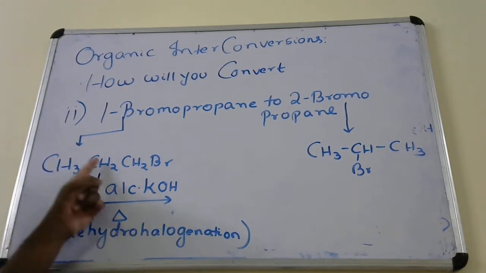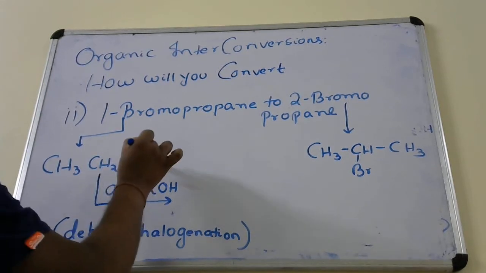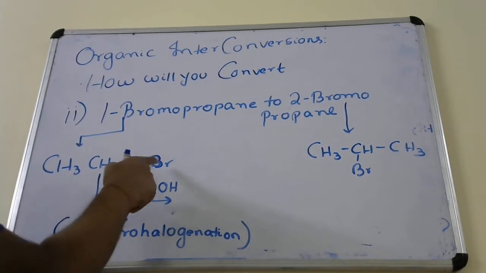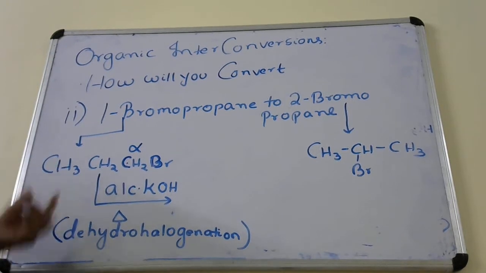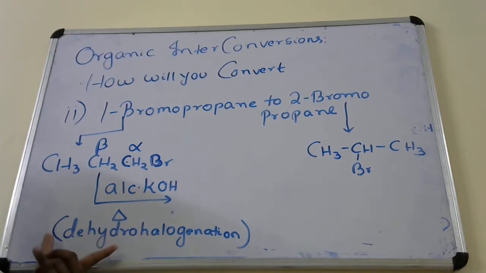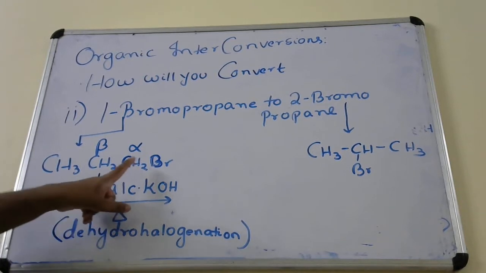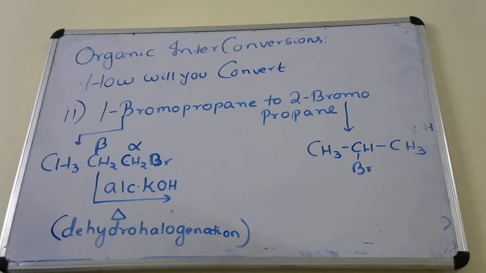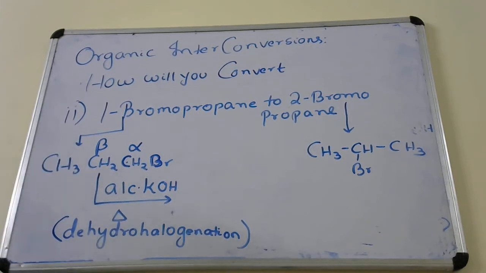Hydrogen is removed from the beta carbon. Okay, this is your beta carbon. The carbon to which the halogen is directly bonded is called alpha carbon, and next to the alpha carbon is your beta carbon. So what will happen in dehydrohalogenation? When you give alcoholic KOH and heat, the bromine will be removed from alpha carbon and a hydrogen from the beta carbon.